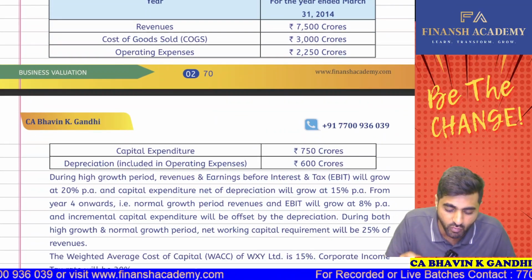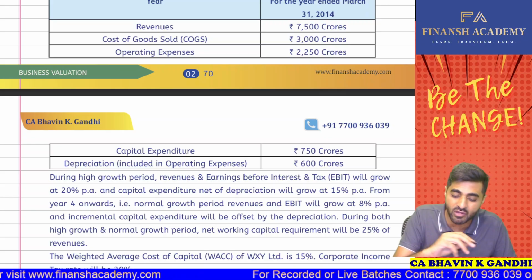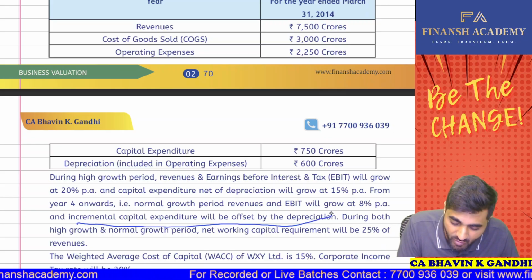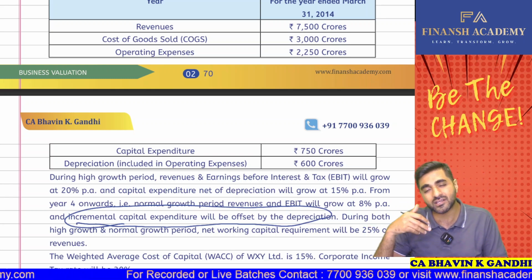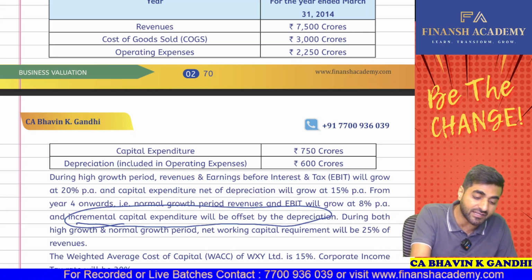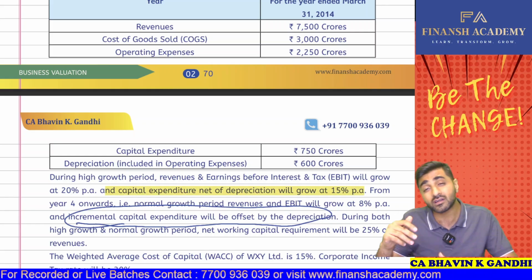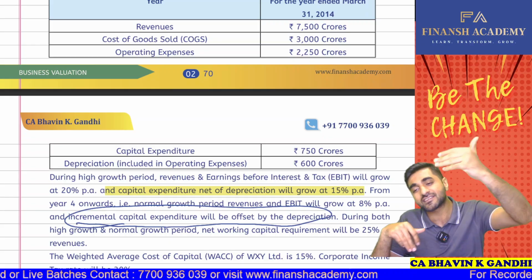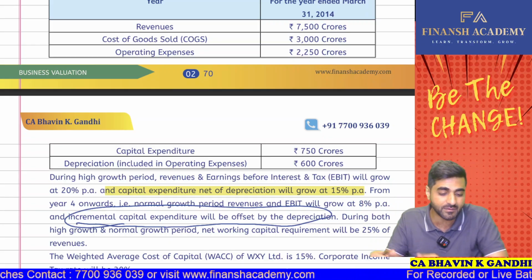Question number 9 is very similar to what we have done earlier. Here also, depreciation is going to be offset by the increase in capex. As you can see here, incremental capex will be offset by the depreciation. So this kind of data is given to you, and that is why it is very much manageable. But here, the only thing is they have specified that capex net of depreciation will grow at 15%. So till now, capex was growing at 20% and depreciation was growing by 20%. Here they have told you capex net of depreciation is growing by 15%.